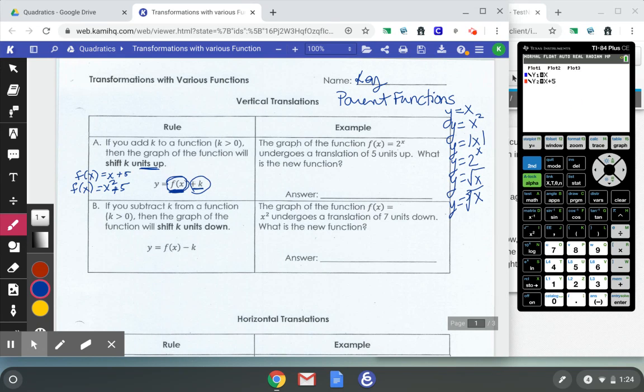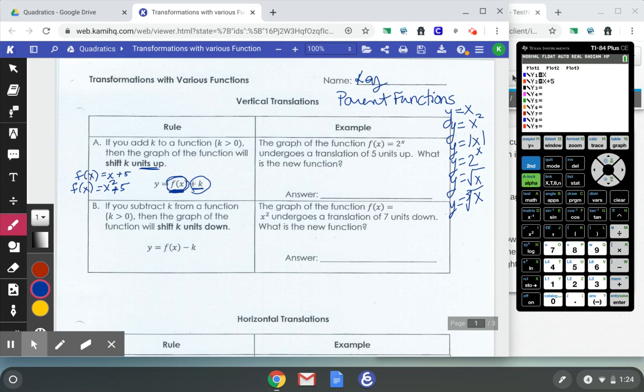Let's say instead of adding 5, you add 9. Well, what happens to it? It shifts the graph up 9 units. All right, let's say you had a quadratic equation. Let's say we took our quadratic and we do the same thing. Let's say we add 9 units to it.